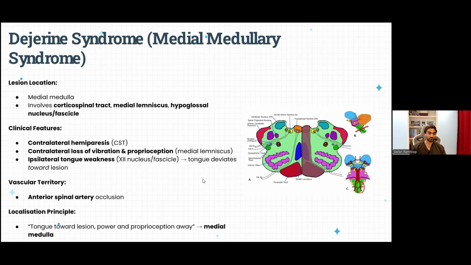And clinically, the combination of your contralateral hemiparesis, your contralateral proprioceptive loss, and also your ipsilateral tongue deviation will localize the lesion definitively to the medial medulla.